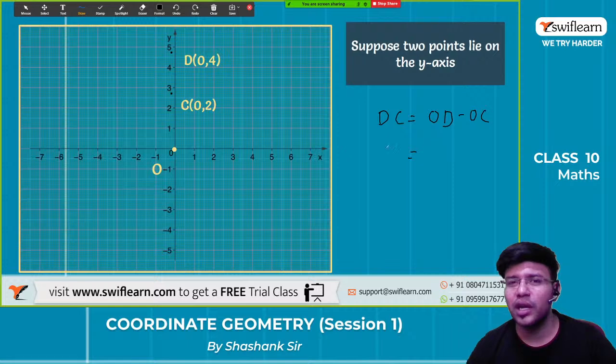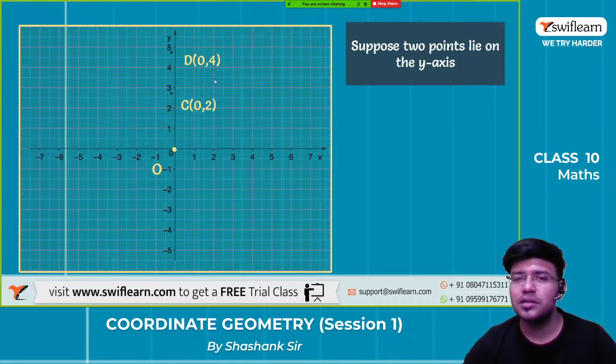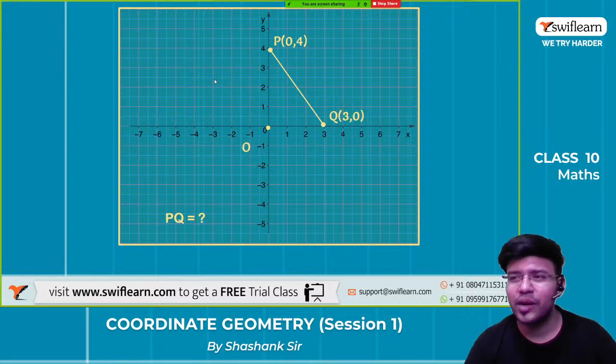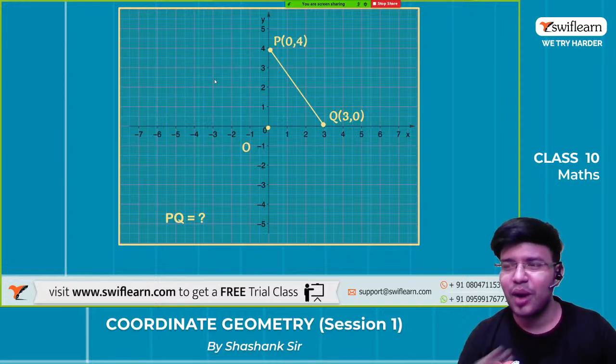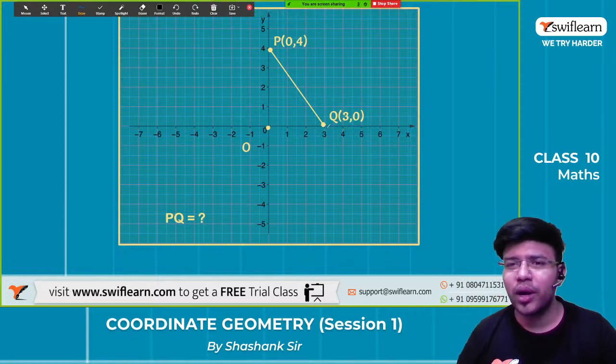How much is OD? The y coordinate, since we are measuring on the y-axis, OD is 4, OC is 2. 4 minus 2 will give us 2. So 2 units is the answer. Now, we know how to calculate distance on the x-axis. We know how to calculate distance on the y-axis. Okay, with this, can we calculate the distance PQ where one point is on the x-axis, the other point is on the y-axis? Can we calculate this?